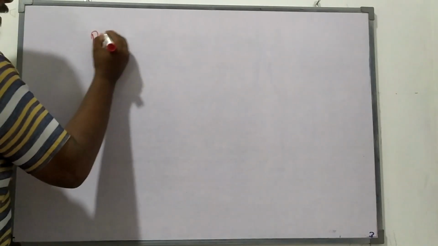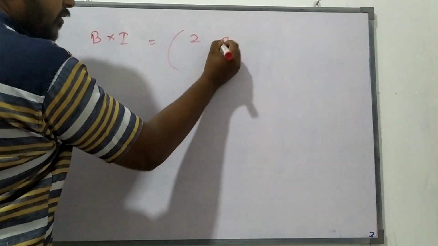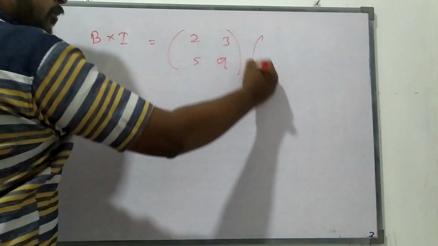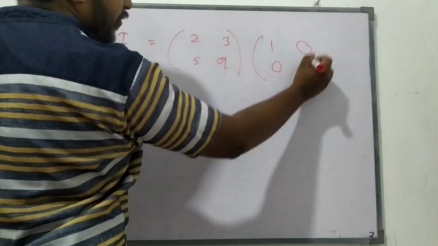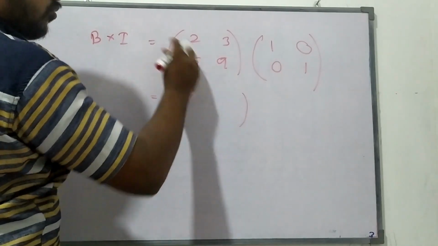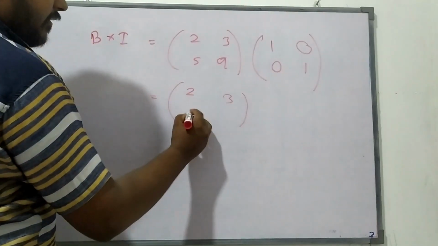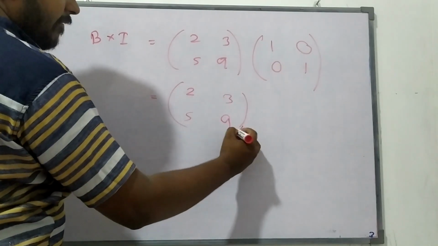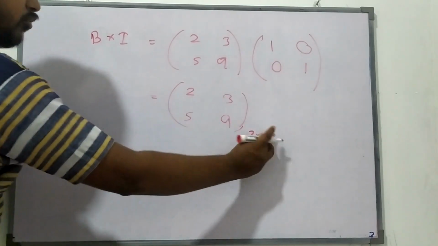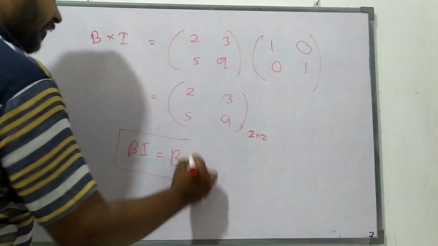Let's assume another one. So you have B into I, right? So assume B is 2, 3, 5, 9. I'm going to multiply by its own identity matrix, I. Then what happens? 2 into 1 is 2, 2 into 3 is 3, 5 into 9 is 5, 9 into 9 is 9. So it's 2 by 2 again. Then BI is B. So the same thing, right?